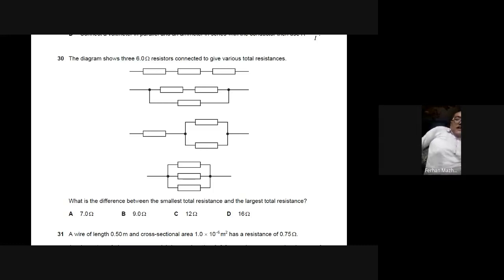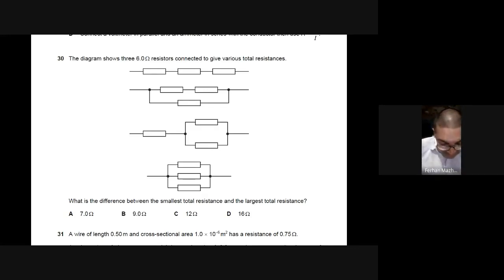And the total resistance of a parallel combination can be found by the formula 1 by R equivalent equals 1 by R1 plus 1 by R2 plus 1 by R3. So 1 by R equivalent will be equal to 1 by 6 plus 1 by 6 plus 1 by 6. So the value of R equivalent will be 2 ohm. And when you want to find out the largest resistance, the three resistors must be connected in series.